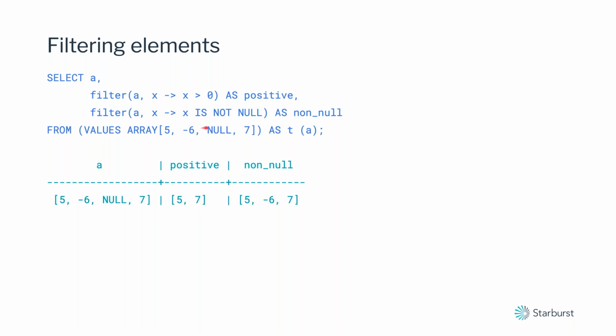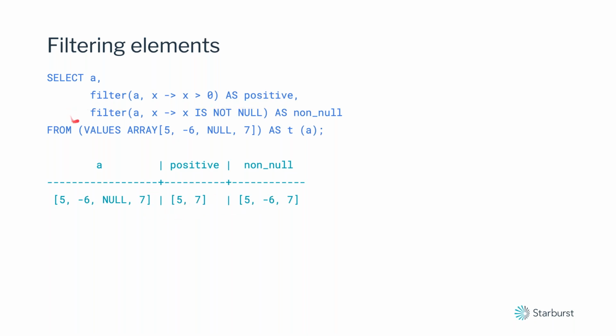We know that if you compare with null, x would be null for this expression. We would say null is greater than 0. That's going to return null, because anything compared with null is null. And then that's going to be treated as false by the filter function. And so that element would be excluded.